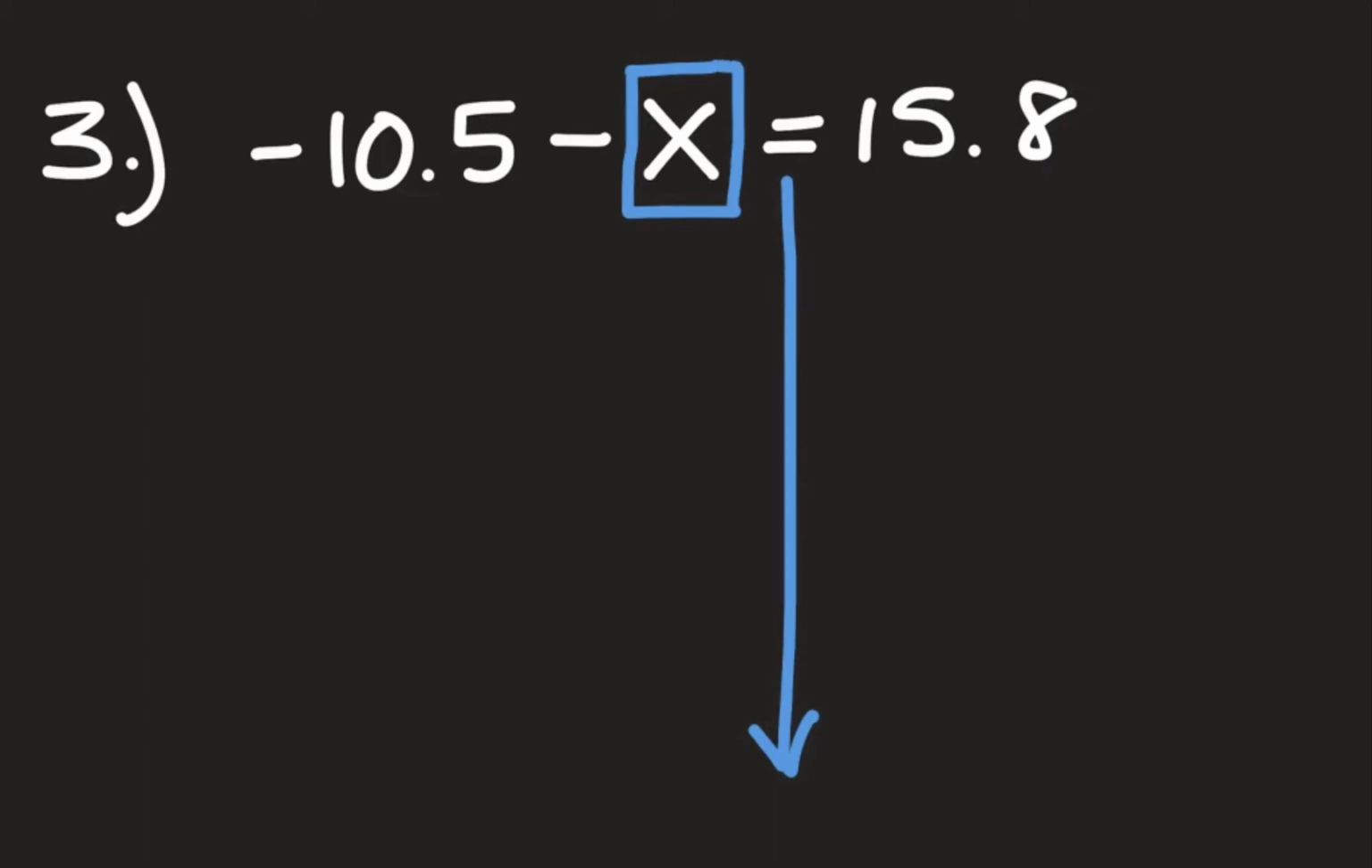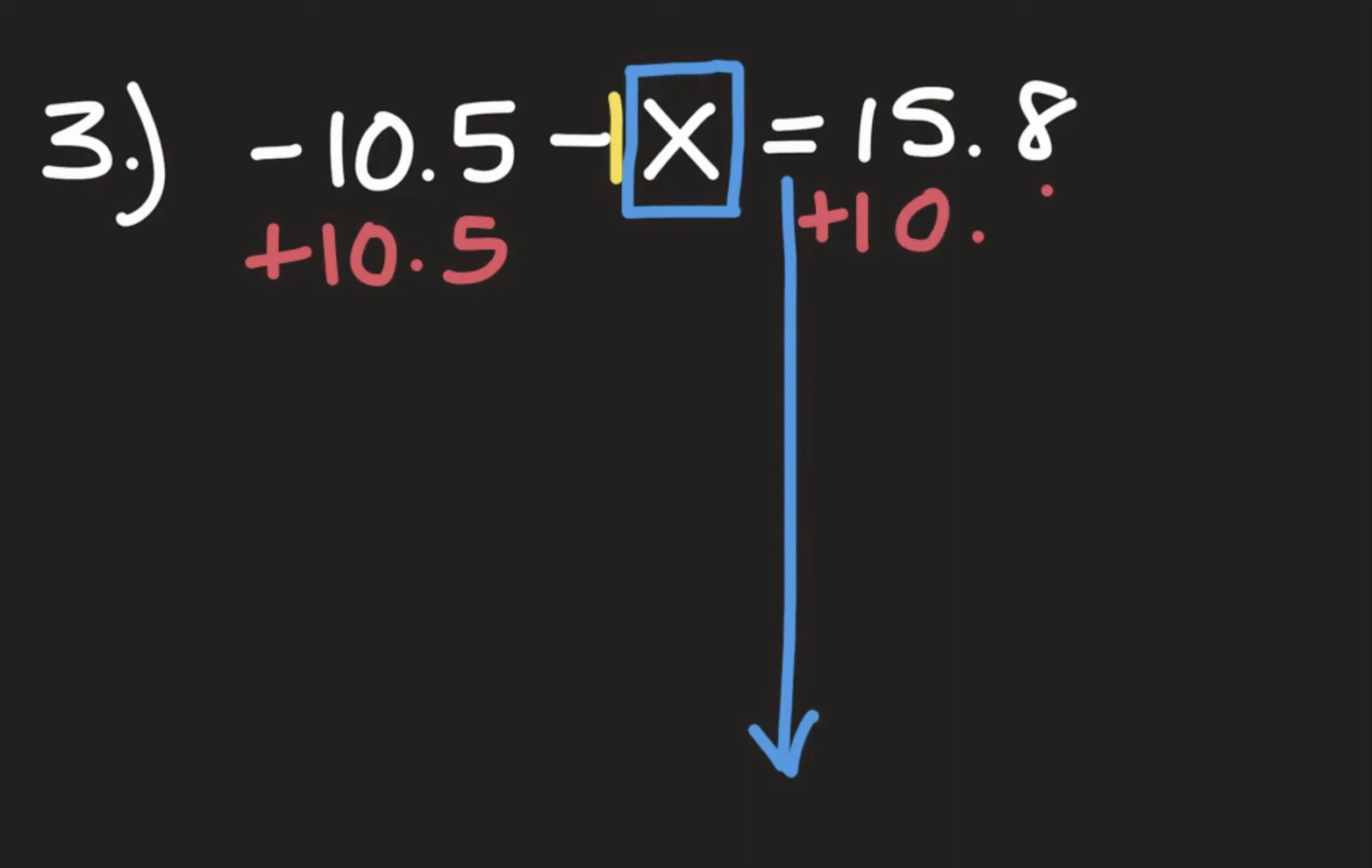Since you have a -x, remember there's that invisible 1 in front of a variable. So this is really a -1x. So you do have a BFF. Let's start then with our acquaintances. Let's get the -10 5/10 out of there by adding 10 5/10 to both sides.